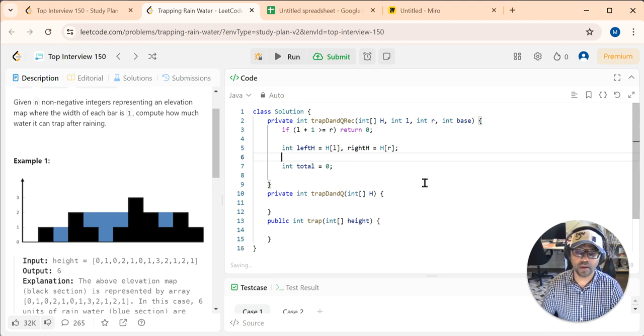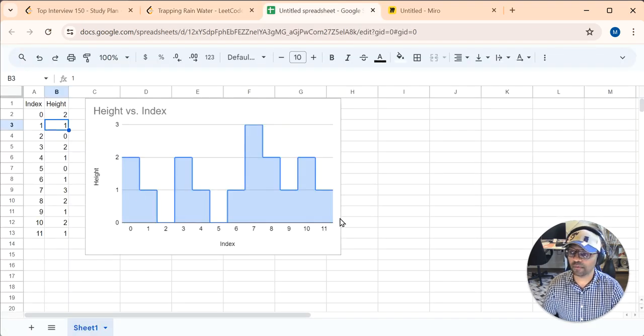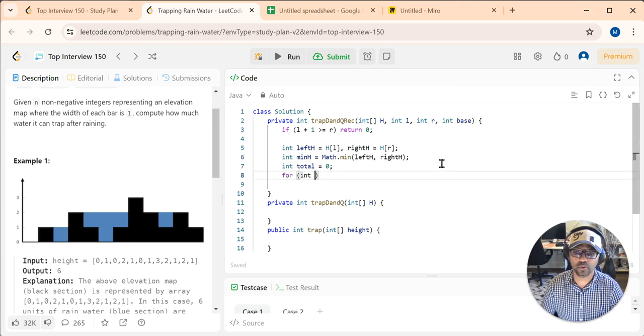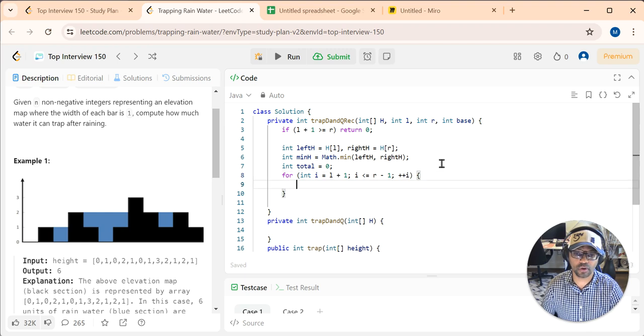And we say min height of the two is equal to Math.min of left edge and right edge. Remember we said we need to take the minimum of the two, and then we can calculate what can be in the middle, right? Okay, so that's all we need, and then we write a loop, and the loop is L plus 1, right? We want to start after left and we want to stop before right, so R minus 1, right? Inclusive, yes. And then we say ++i. Okay, so those are all the towers for which we are going to calculate for this min height.